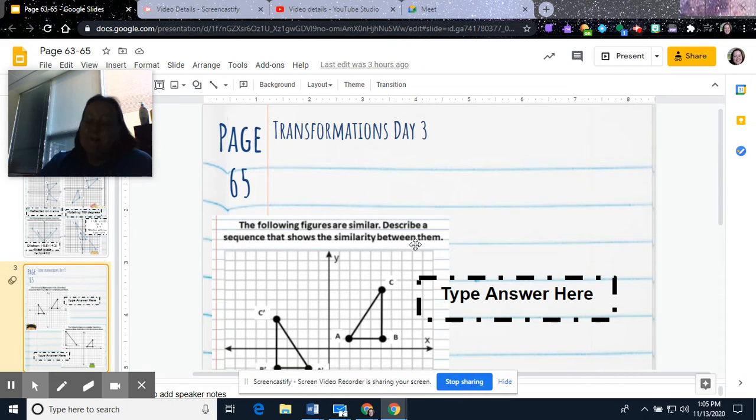Hi, and finally, let's look at page 65. These are definitely more difficult, and there's more than one step. So if they get too confusing, make sure you ask me for help.